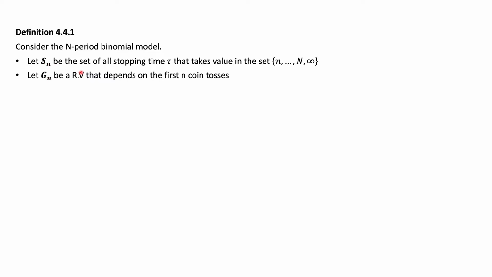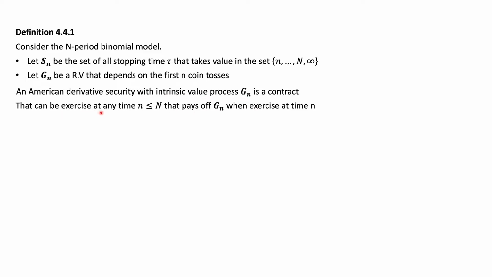And we can call Gn a random variable that depends on the first n coin tosses, right? And this Gn basically can be path dependent because it depends on the first n coin tosses. So how you get to period n can matter. So we say an American derivative security with intrinsic value process Gn is a contract that can be exercised at any point in time n less than or equal to capital N when the option is expiring. It pays off this value Gn when it's exercised at time n.